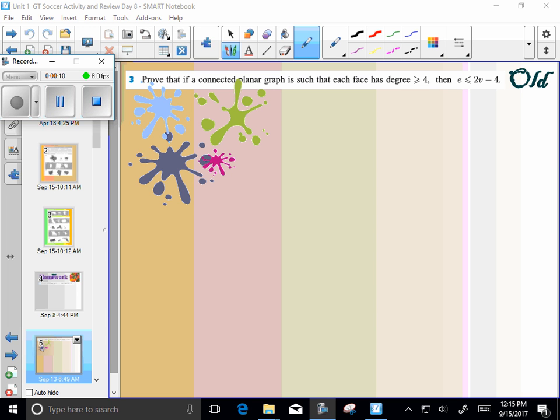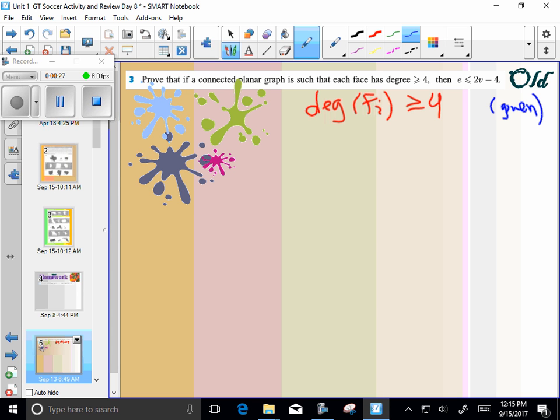A planar graph is such that each face has degree greater than or equal to 4. So we said that the degree of each face was what? Greater than or equal to 4. That's what's given. Now, if we multiply by the number of faces, it's just 4 times f. Does that make sense? So if you have 10 faces or 5 faces, it's 4 times that. And then the total degrees look like this of all the faces.